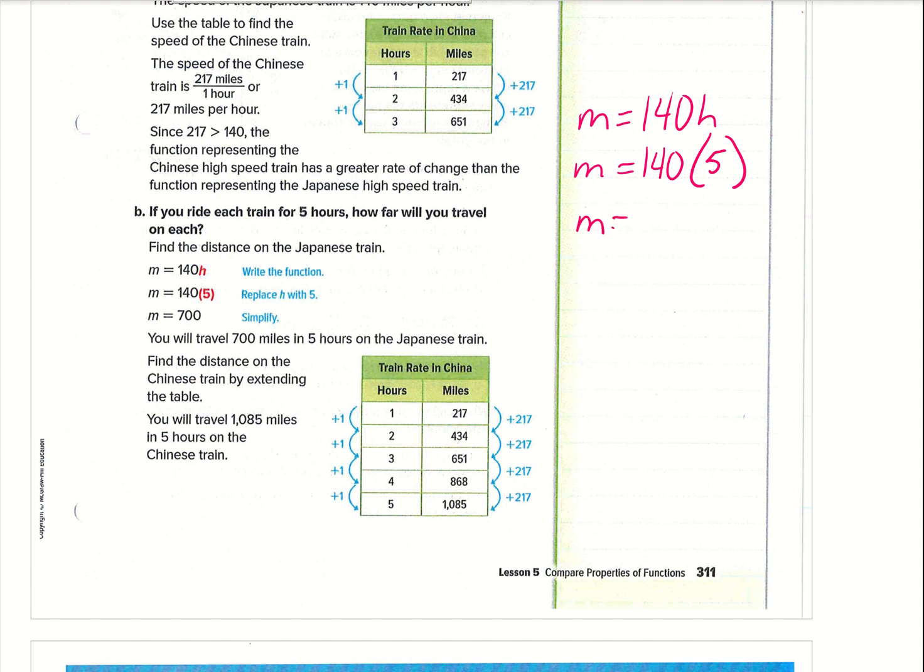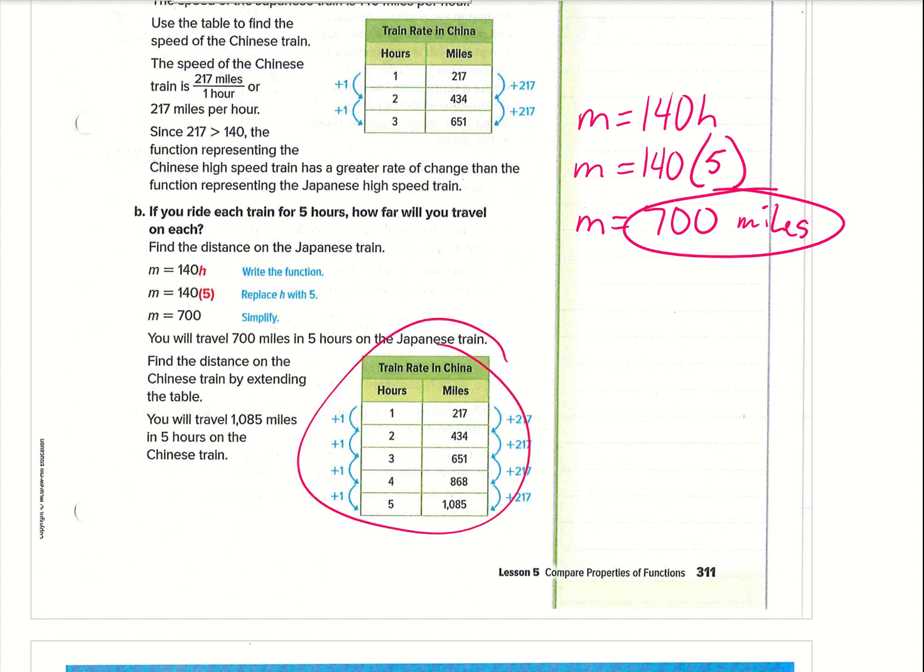Okay, and that will give us m equals 700. So you will travel 700 miles in 5 hours on the older Japanese train. And on the newer Chinese train, you could do it in a table like this.